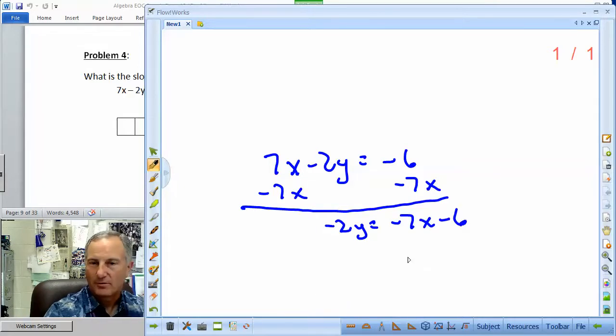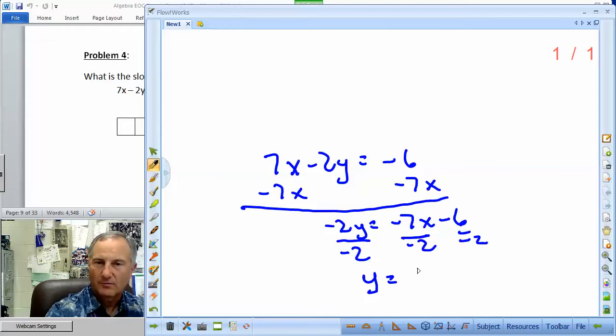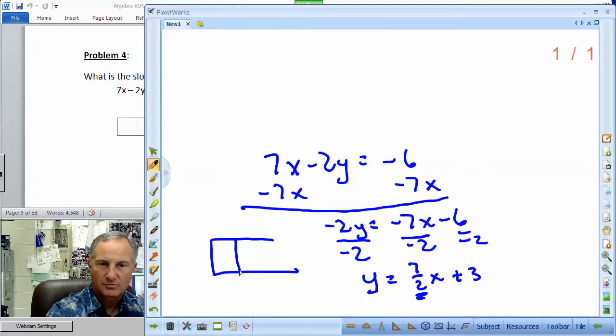And if you wrote it the other way, that's okay. Just remember the slope is always in front of the x. Divide out the negative 2. So we get y equals negative over negative, a positive 7 halves x. Negative over negative again, so we get a plus 3. 2 goes into 6 3 times. There's your slope right there, 7 over 2. And remember, when you fill in the boxes, 7/2. Put it on either end again, but you have to have that slash in one of the boxes.